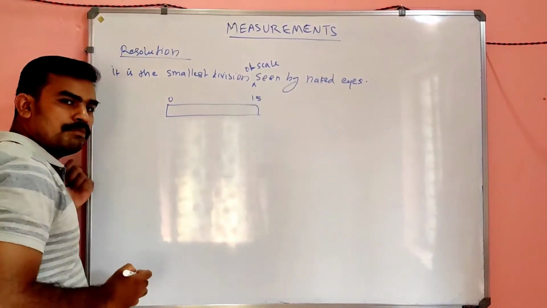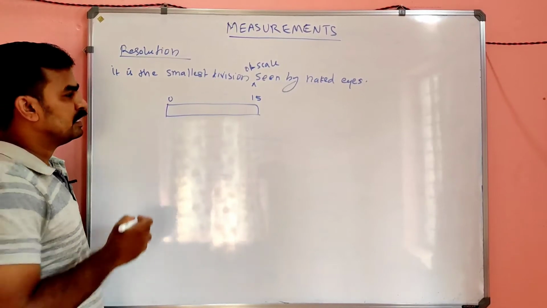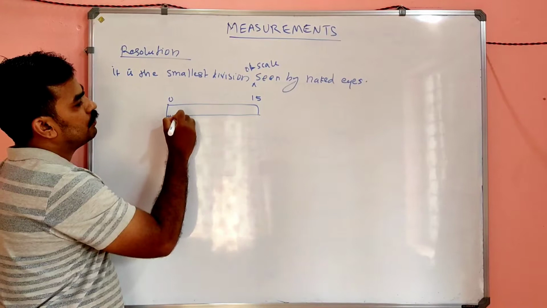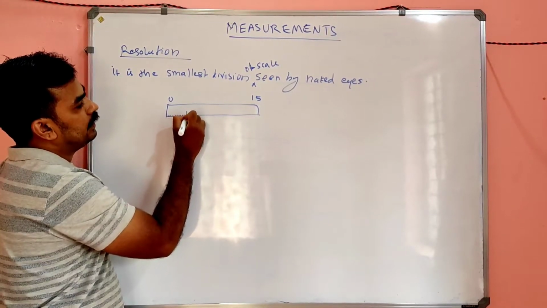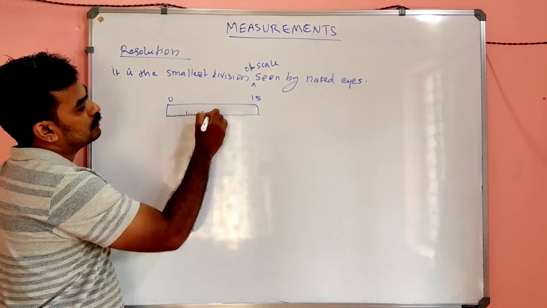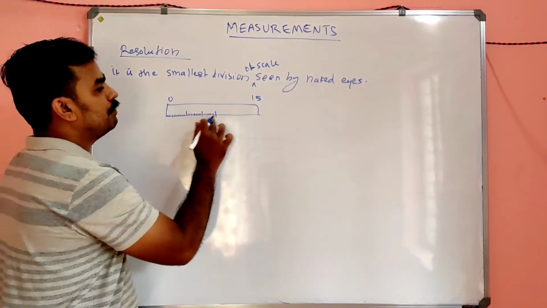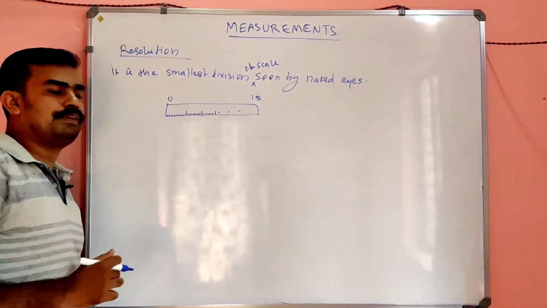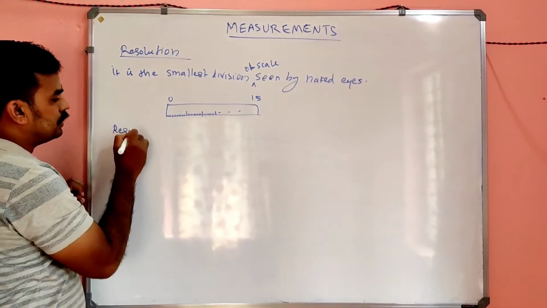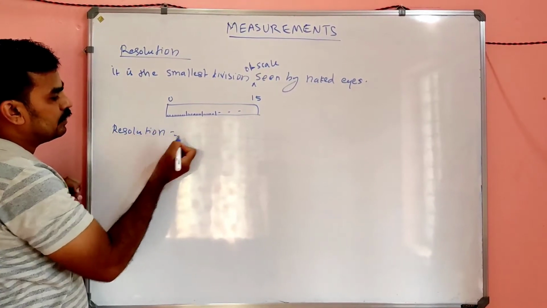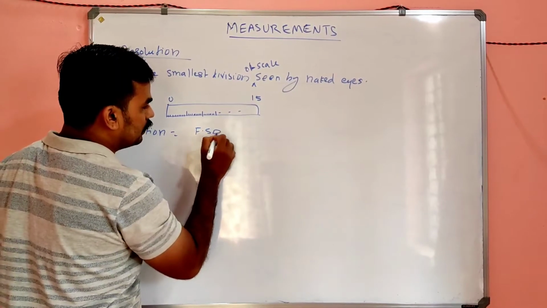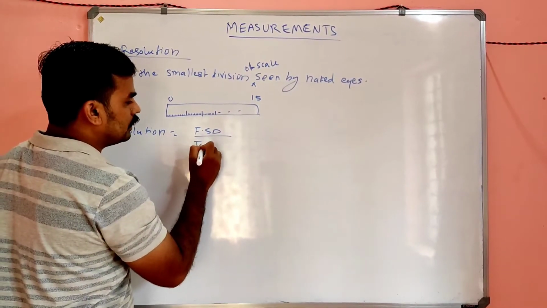For example, if you consider a scale, my dears, a 0 to 15 centimeter scale, it will be like 1, 2, 3, 4, 5, 6, 7, 8, 9, 10, and so on, up to 15. So the equation for finding the resolution is that resolution is equal to full scale deflection divided by total number of divisions.